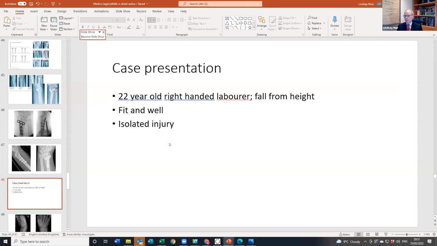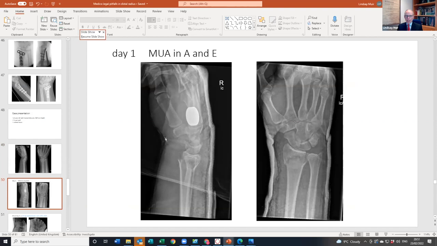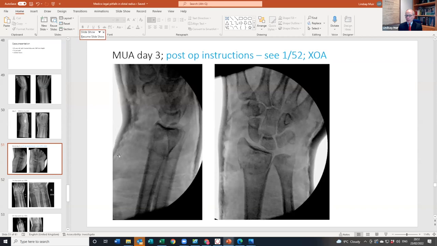22-year-old lad, straightforward, fit and well, falls from significant height, has one isolated injury of distal radial fracture. So he's young, there's no doubt that we're going to manipulate that or do something to try and reduce it. And he's put in a plaster in the A&E department, and he's given a pound, it looks like, for his bus fare home, and he's not better. So one of the other teams manipulates it. Now, I don't think this was ever fully reduced, and it goes back to that point that Sumedh made about the step on the radial surface.